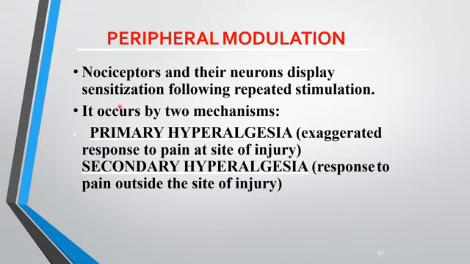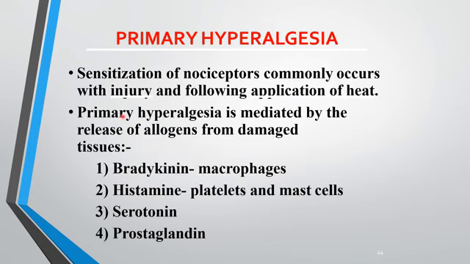Primary hyperalgesia, that is exaggerated response to pain at the site of injury, and secondary hyperalgesia, response to pain outside the site of injury. So these two mechanisms of hyperalgesia can take place by modulating peripherally at the nociceptors level. In primary hyperalgesia, sensitization of nociceptors commonly occurs with injury and following application of heat. So the triggering point for the primary hyperalgesia is injury and following application of heat.